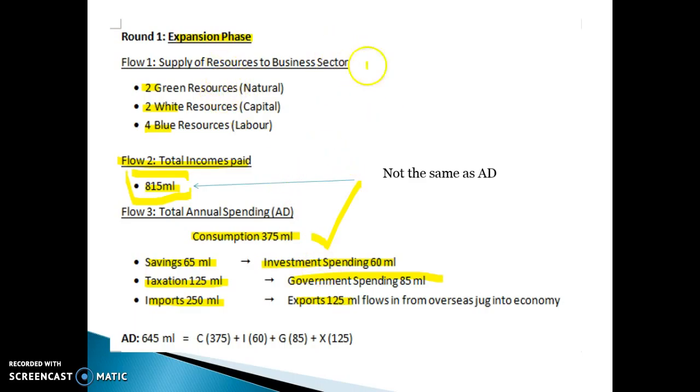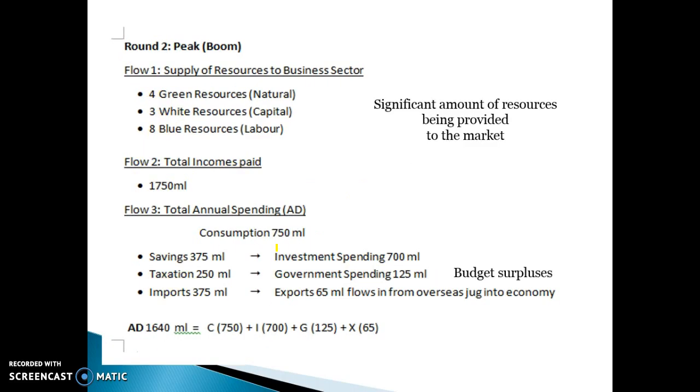So our total level of aggregate demand during this expansion phase would be the 375 consumption, plus 60 mils investment, plus 85 government spending, and 125 mils for export spending. The reason I didn't minus this 250 mils of imports is because, as I said to you before, let's assume that consumption and investment spending has already taken those out. So the 375 is just consumption on Australian goods and services, which isn't always the case. Then we've got a peak.